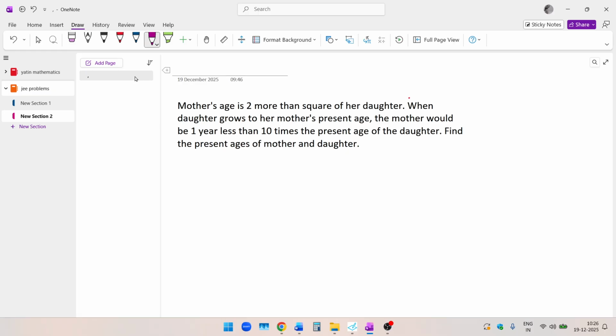Okay, now look at this question. It says mother's age is 2 more than square of her daughter. When daughter grows to her mother's present age, mother would be 1 year less than 10 times the present age of the daughter. Find the present ages of mother and daughter.